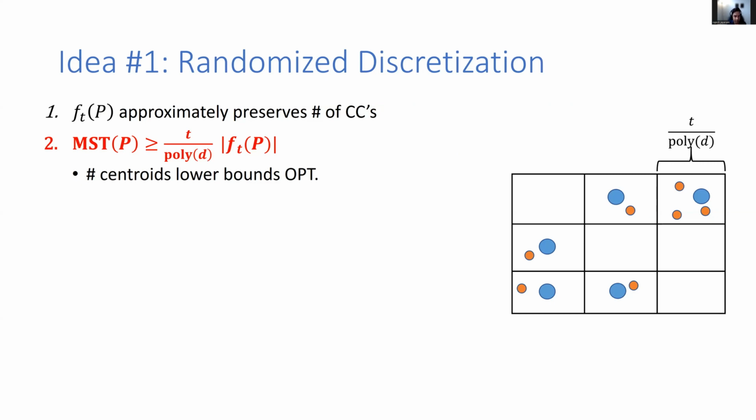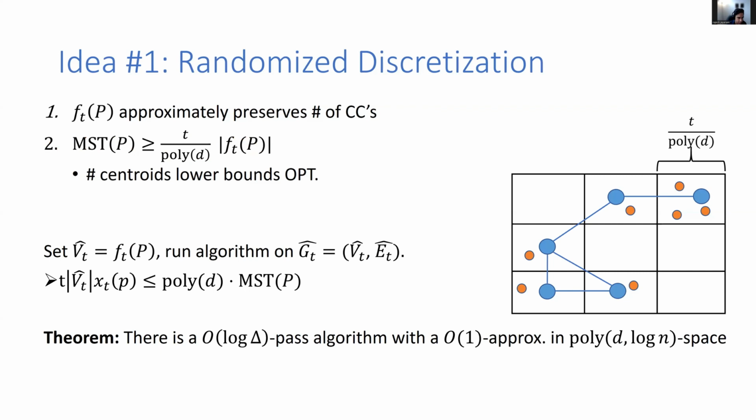This is important because this allows us to bound the variance of our algorithm by something depending on the number of points that we're sampling from, which therefore depends on the MST cost. So in particular, if we just run our algorithm on V hat of t, which is the set of discretized points, then the number of discretized points is now bounded by some factor of poly d over t. So t times the number of discretized points times our estimator has bounded variance in terms of the MST. So we can, with poly d samples, get a good approximation.